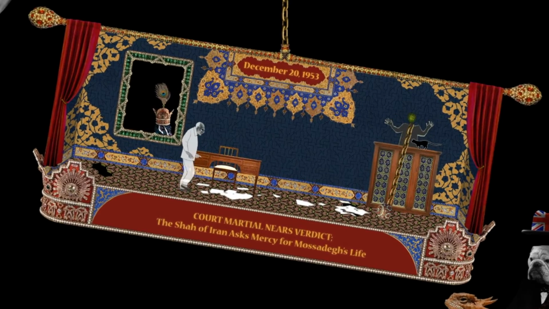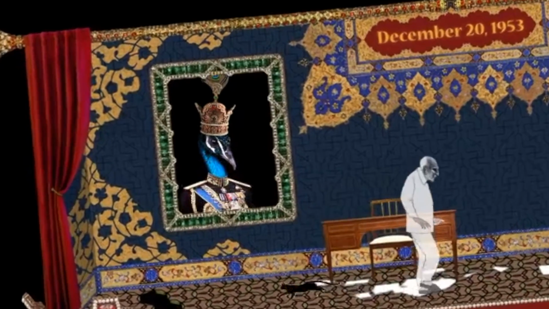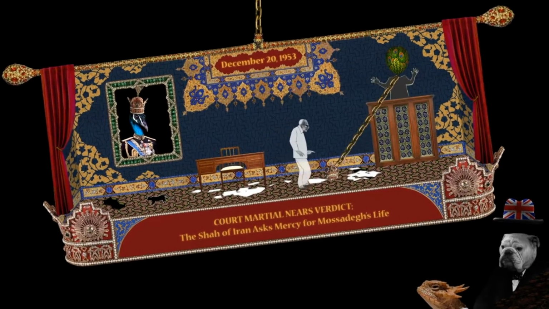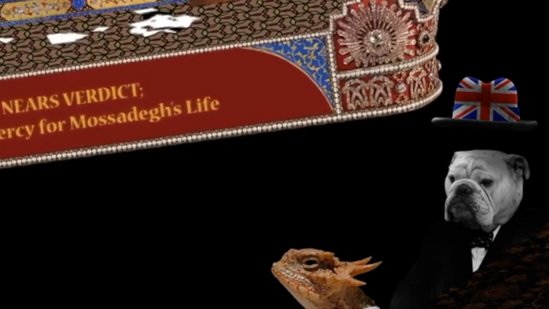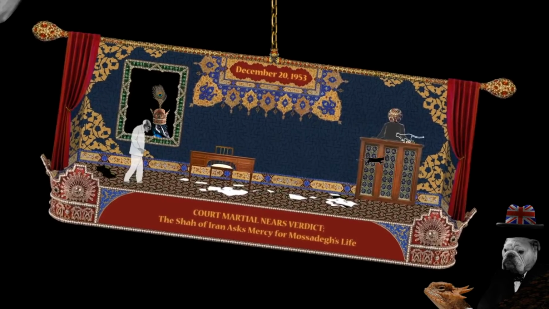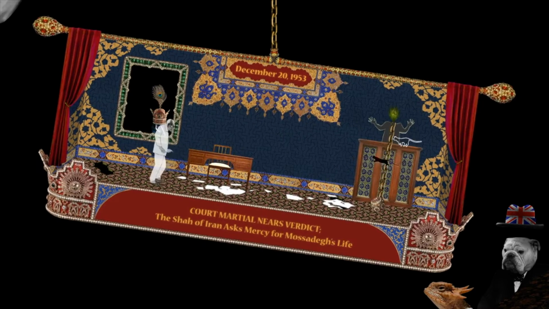The stage has a window in the back where a peacock wearing royal clothing looks in from a window. In the bottom right corner of the screen, a bulldog wearing a top hat with the United Kingdom flag design is accompanied by a toad watching the stage. These characters represent the people and forces that influenced the events of the coup.